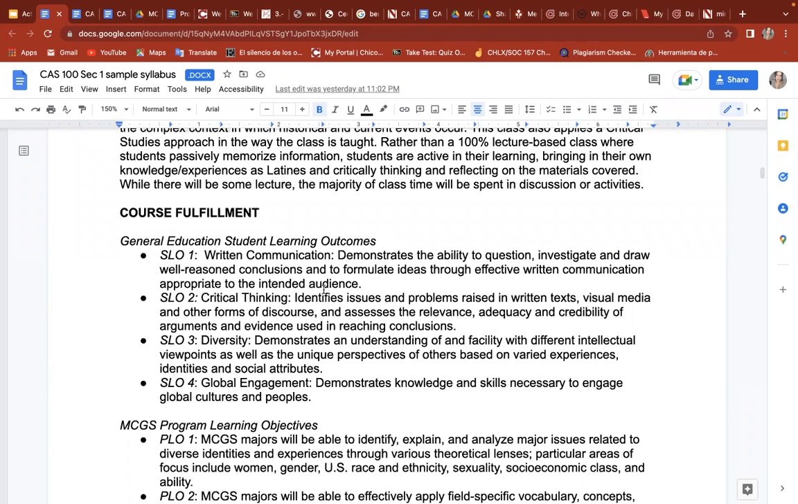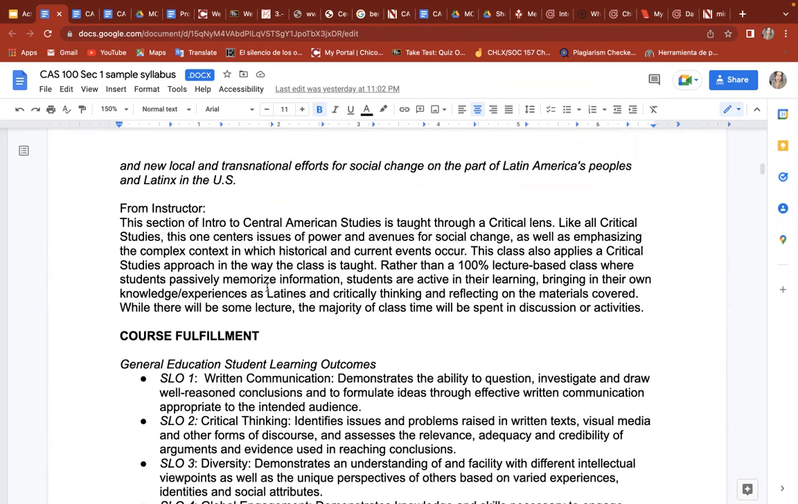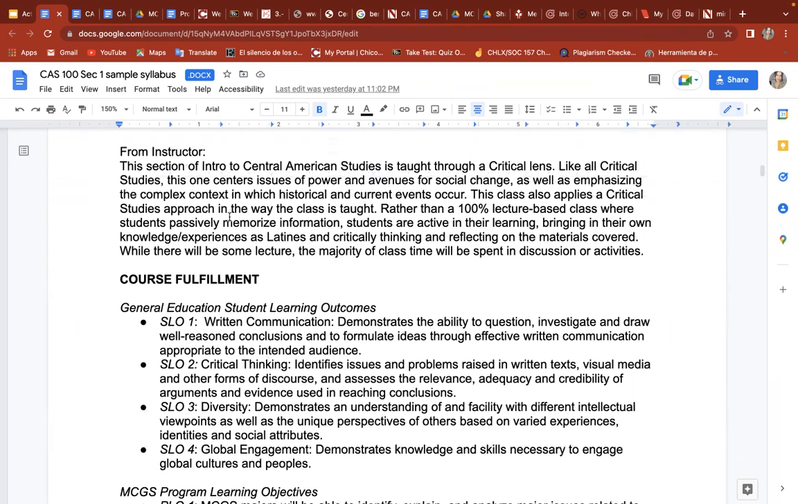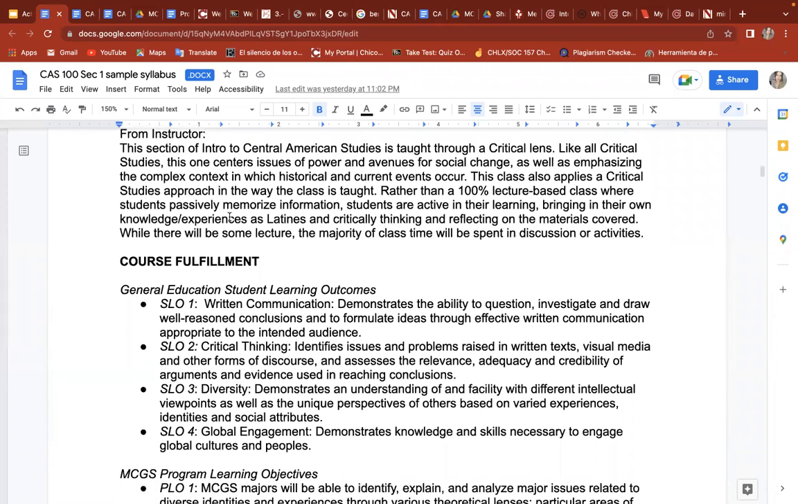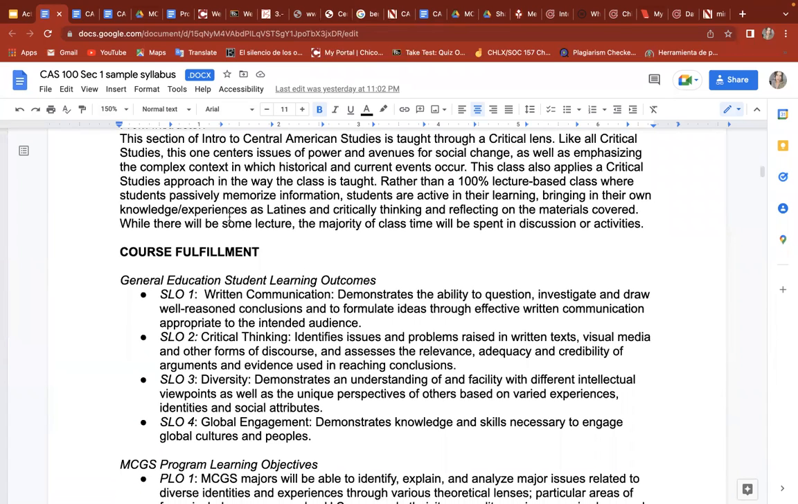We have the course fulfillments here. And I'm just going to talk a little bit about the note. This section of Intro to Central American Studies is taught through a critical lens, like all critical studies. This one centers issues of power and avenues for social change, as well as emphasizing the complex context in which historical and current events occur.